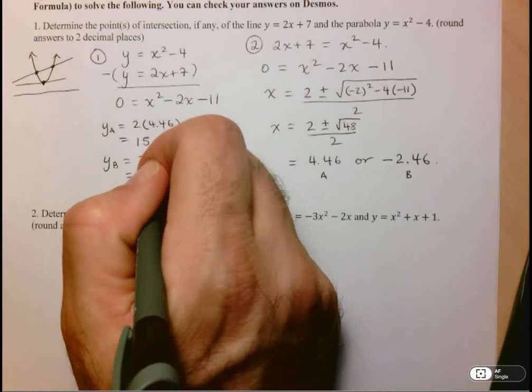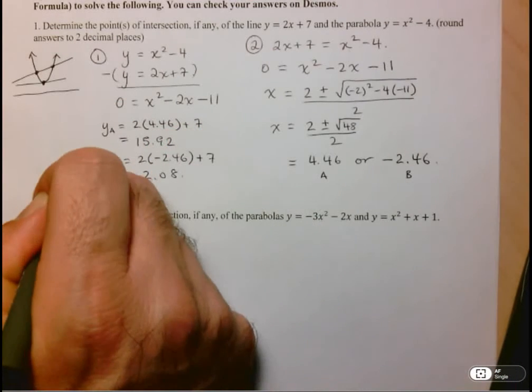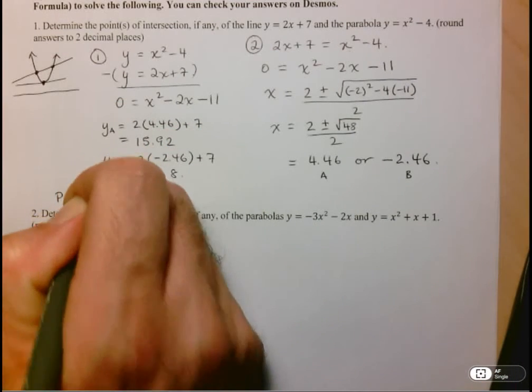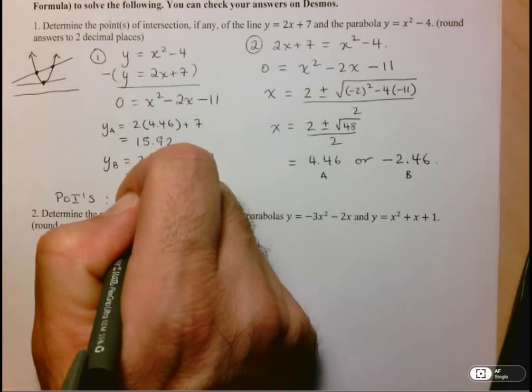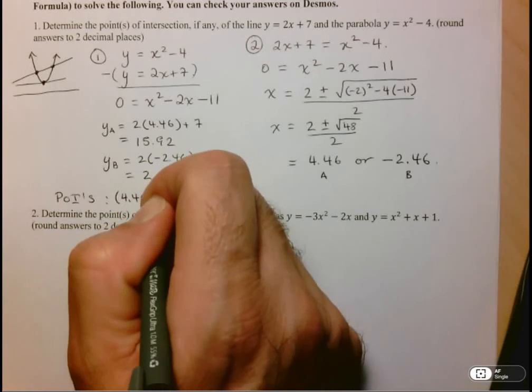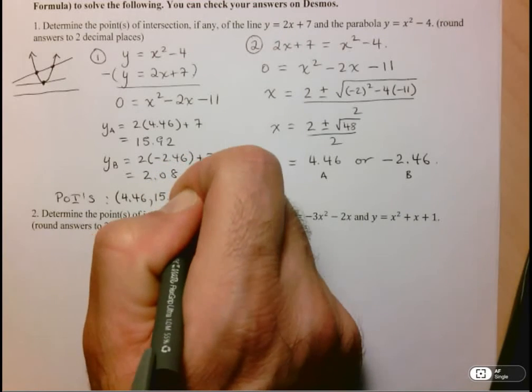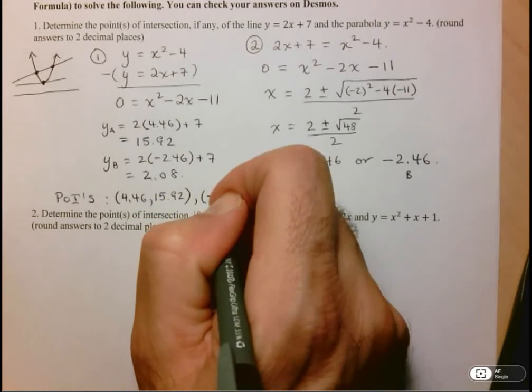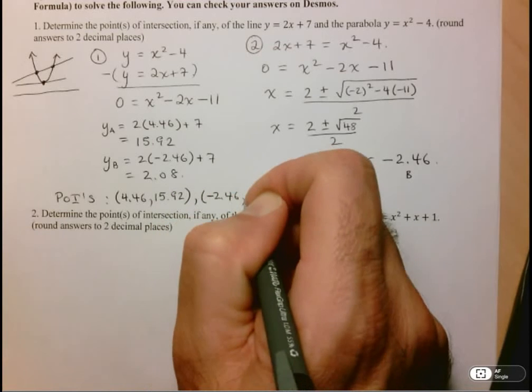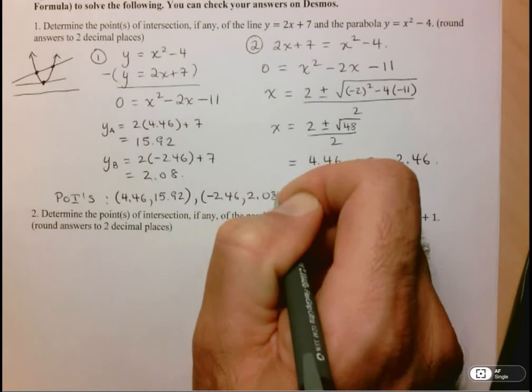Right? So that means that our points of intersection are 4.46 and 15.92. And then the second point is going to be negative 2.46 and y value 2.08.